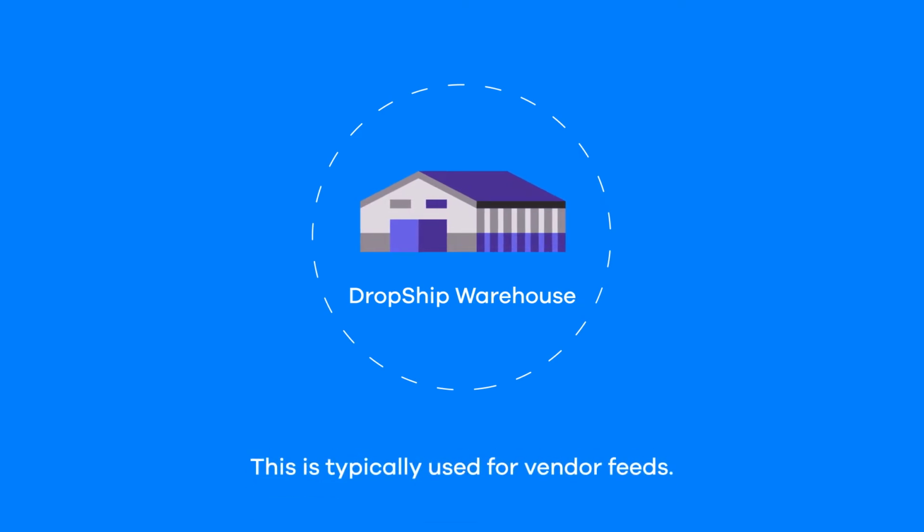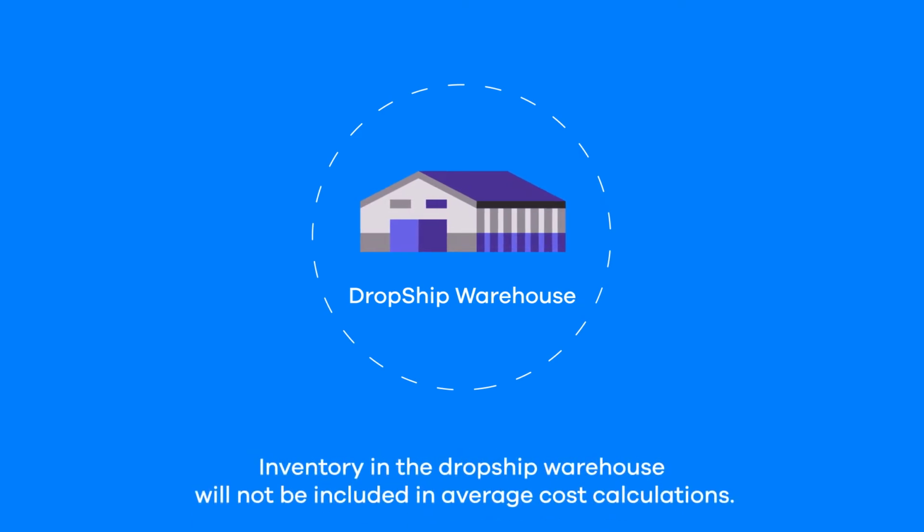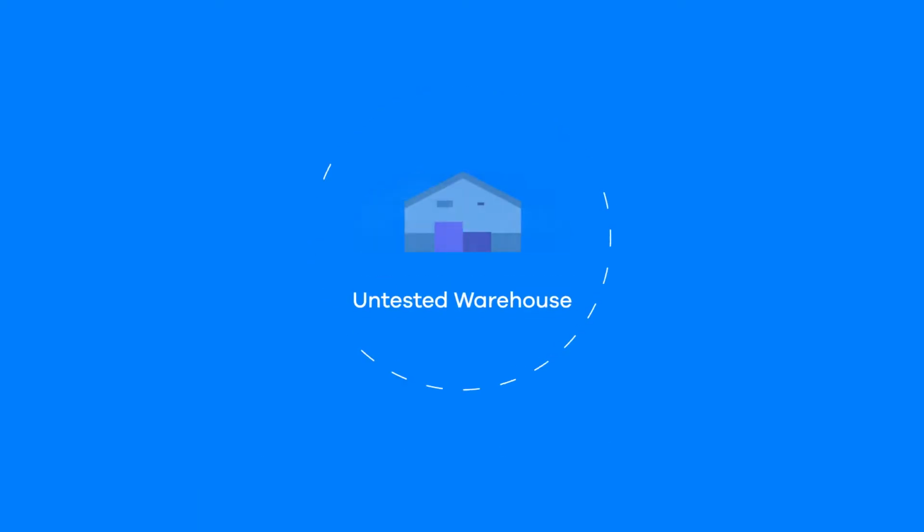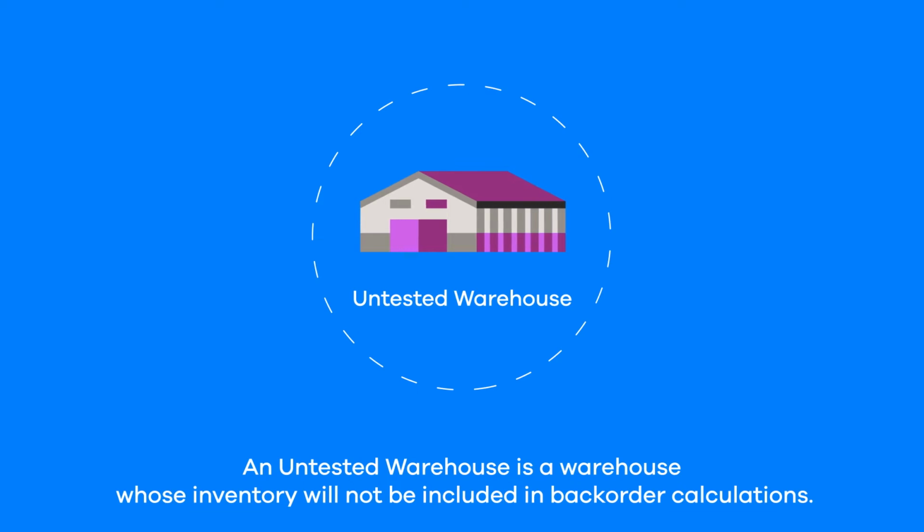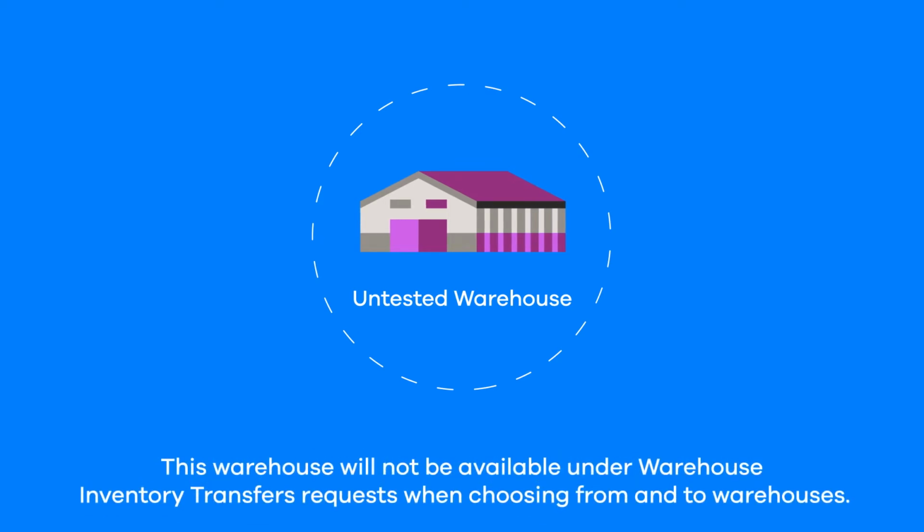Another type of warehouse is the DropShip Warehouse. This is typically used for vendor feeds. Inventory in the DropShip Warehouse will not be included in average cost calculations. An Untested Warehouse is a warehouse whose inventory will not be included in backorder calculations. This warehouse will not be available under warehouse inventory transfer requests when choosing from and to warehouses.